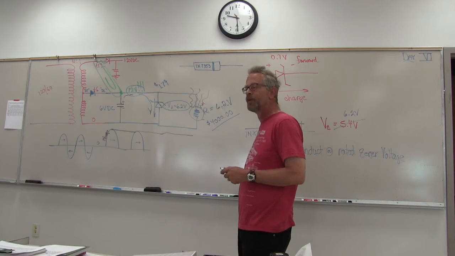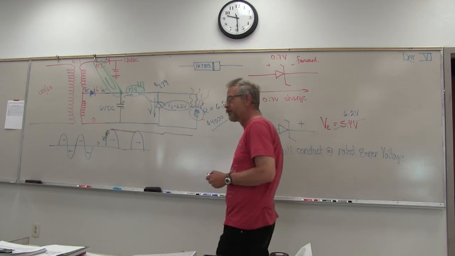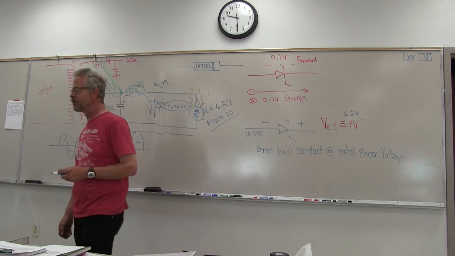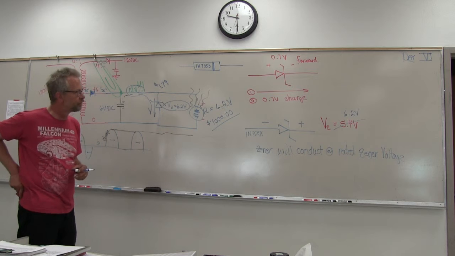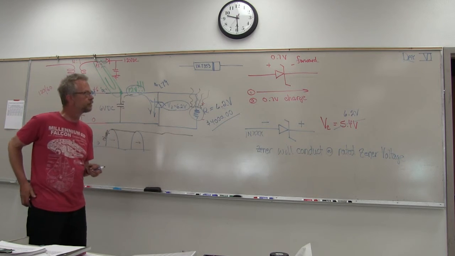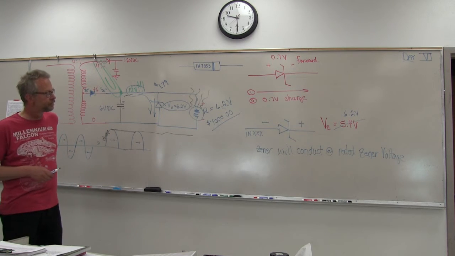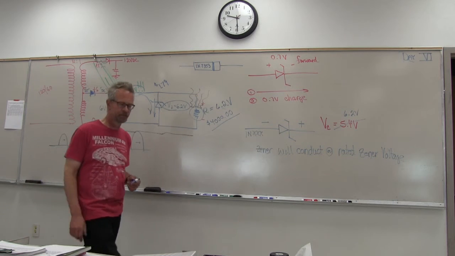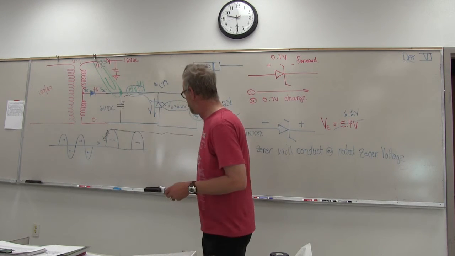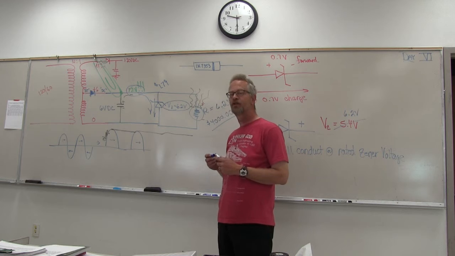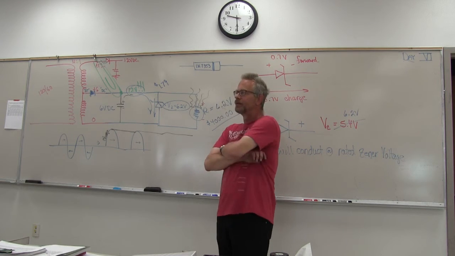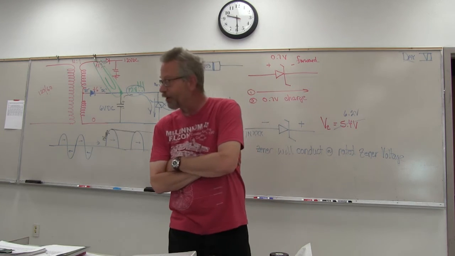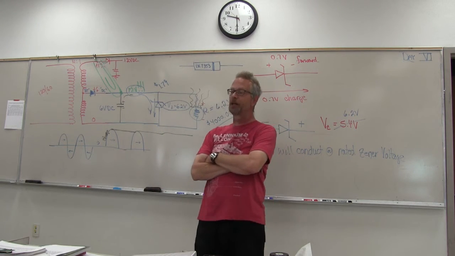Okay? So regular diodes are used forward bias. Zener diodes are used in reverse bias. And they function as a pressure relief valve, usually used for safety. Keep something from exploding or blowing up when it gets too much energy.